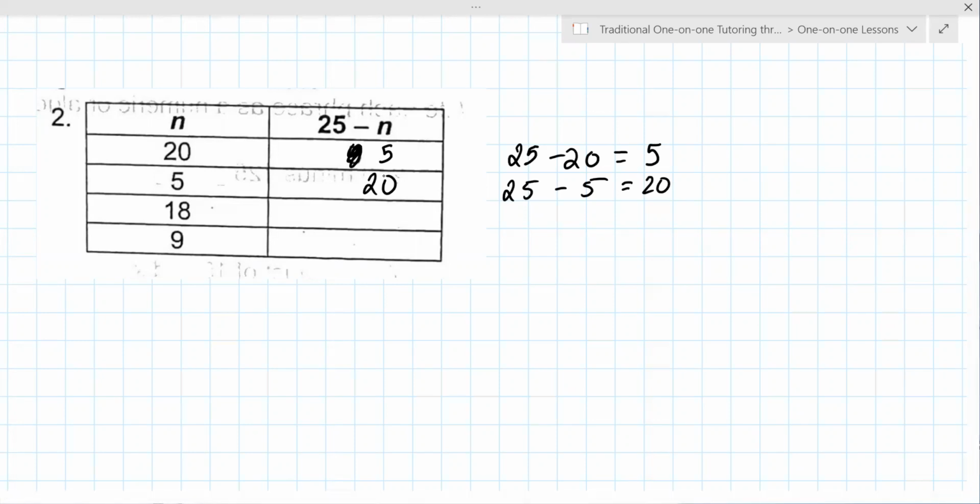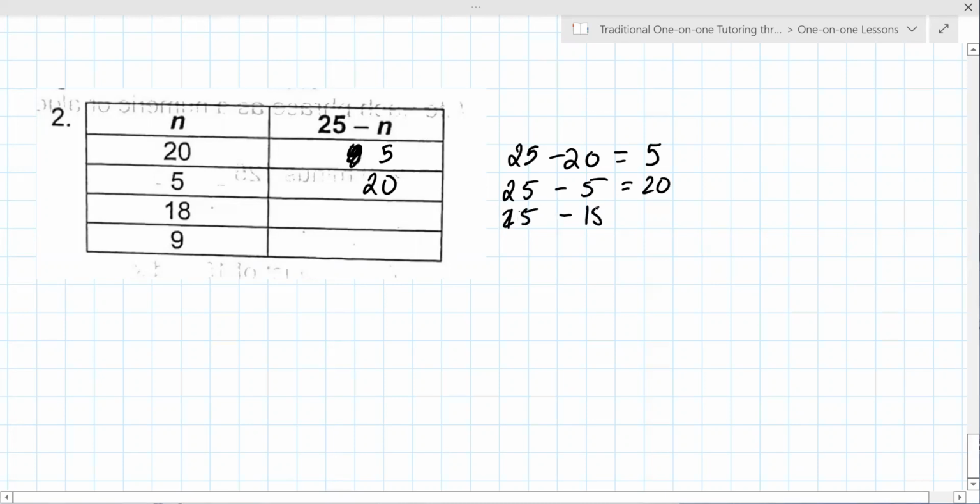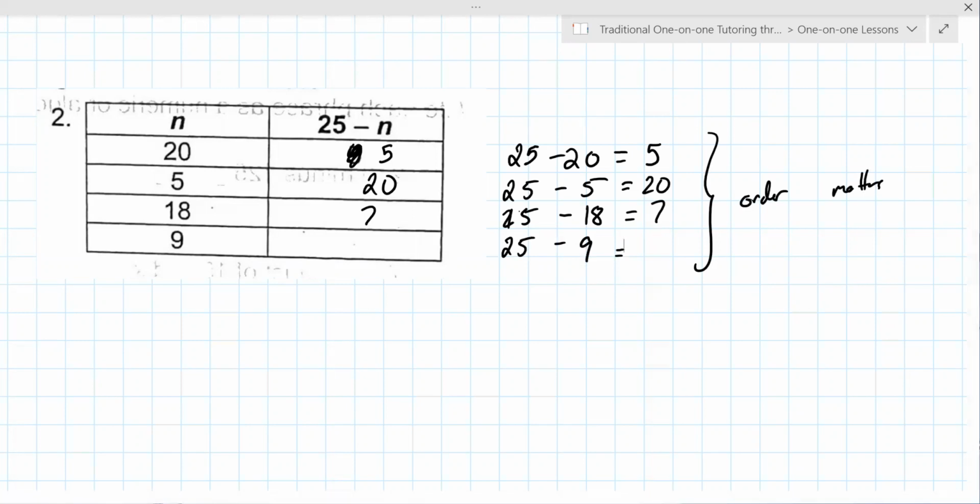18 minus, okay, 18 minus 25. No, it's 25 minus 18. Yeah. 25 minus 18. You have to do it in order. Order matters in all these. It's like you don't put your shoes on before your socks. The order matters. 7. 7. Right. And for the last one there, 25 minus 9. And 25 minus 9.